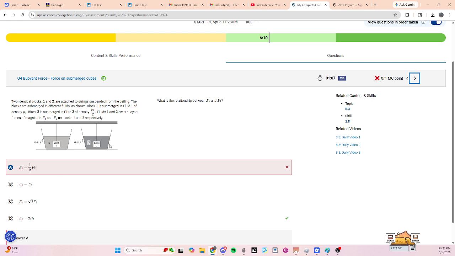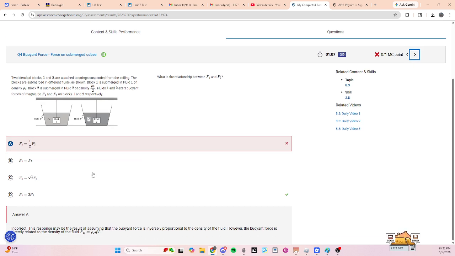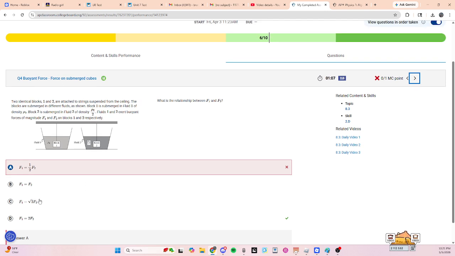But F1 isn't one half of F2. It's double it, because the buoyant force of the second one is half of the first one. So that means the first one is twice the second one. I just had a brain fart or something, and I forgot to process it. I think I just went through it too fast, and that's how I got this one wrong. But it should be 2 F2, because if it's half the density, then it's half the buoyant force. So the force of the first one should be twice the force of the second one. Yeah.